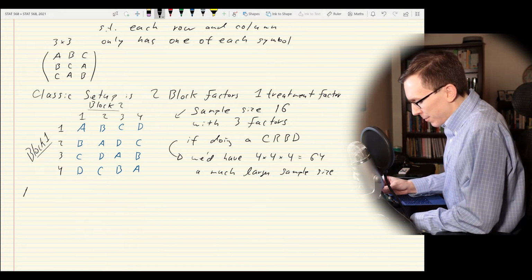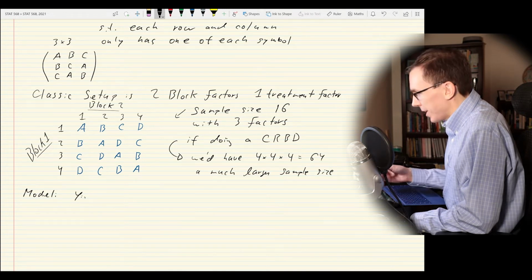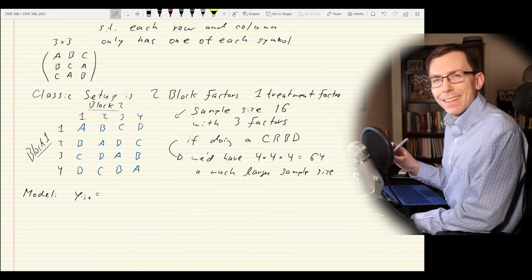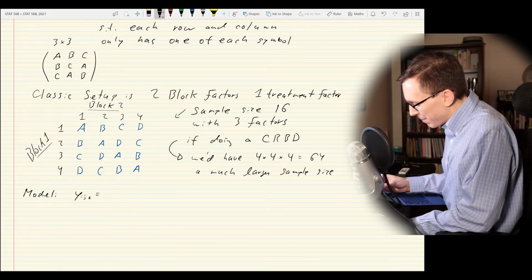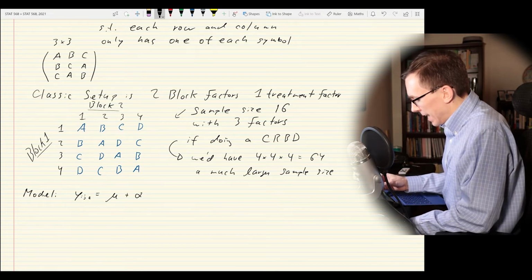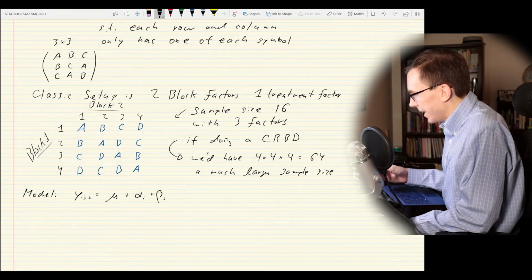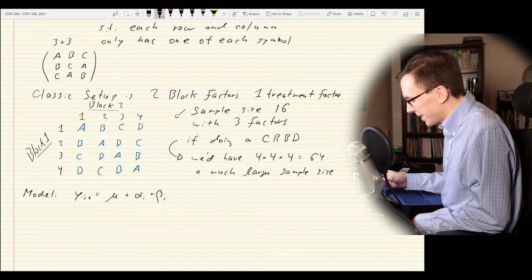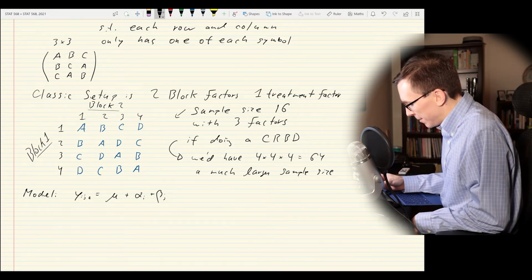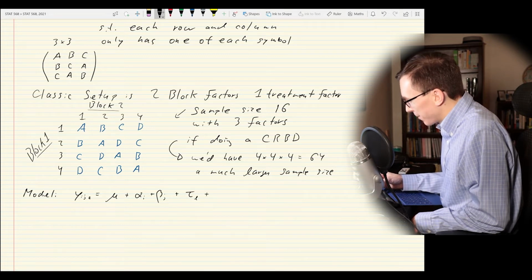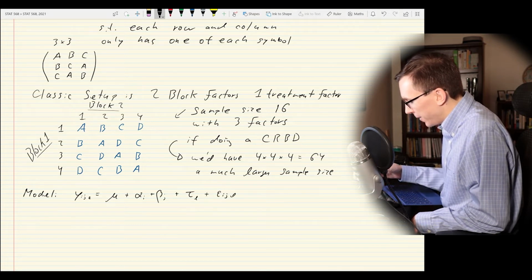So the model that we end up with is going to look like something like Y_ijl again. But it's going to be a bit different than that 2-way layout that we did last time. We're going to have a mu, an alpha_i, a beta_j. I'm going to use those for the blocks, so I apologize that I'm swapping my notation around, but these are going to be for the row and the column. And then we're going to have a tau_l for the treatment, and an epsilon_ijl for the noise.